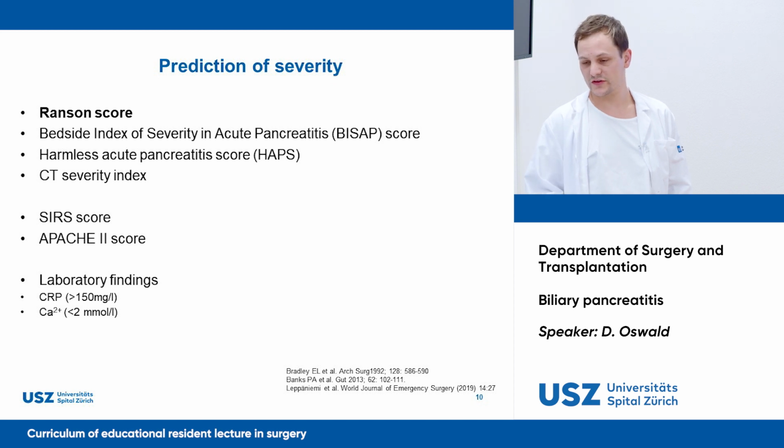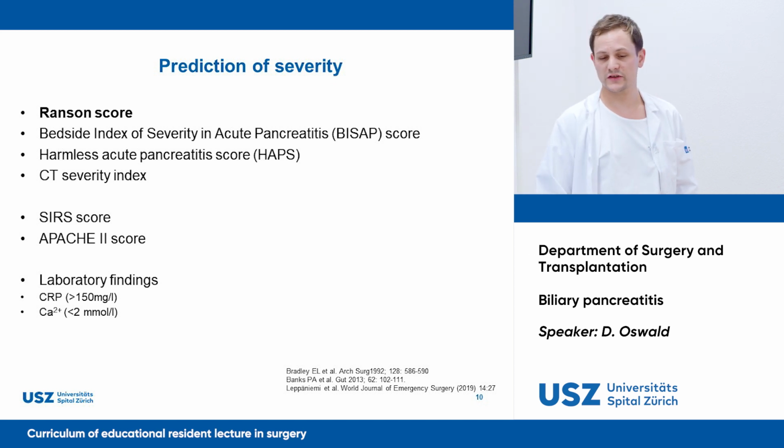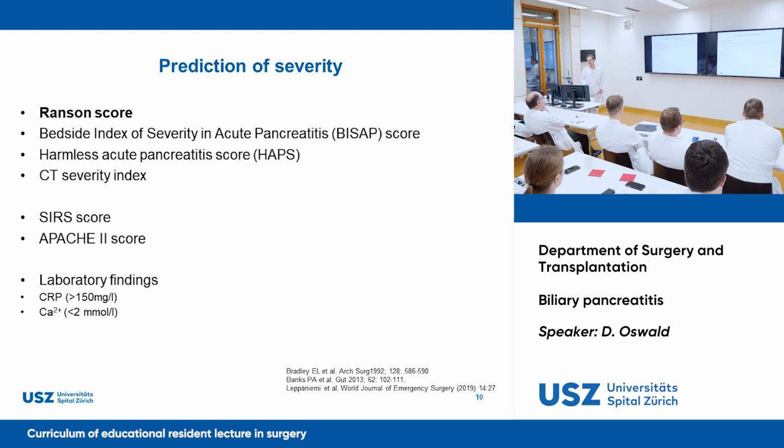Some are not pancreatitis specific, like the SIRS score or the APACHE II score. The Ranson score is a widely used score, and we often use the Ranson score. But all the scores have their advantages and disadvantages. These predictive models have a low specificity, and when coupled with the low prevalence of severe acute pancreatitis, the positive predictive value of these measurements is very low.